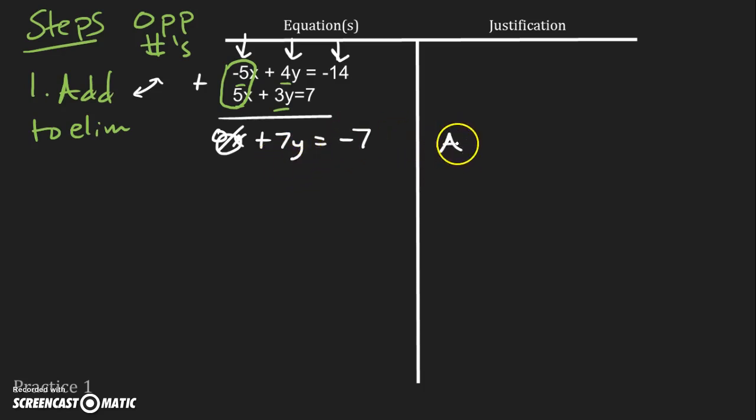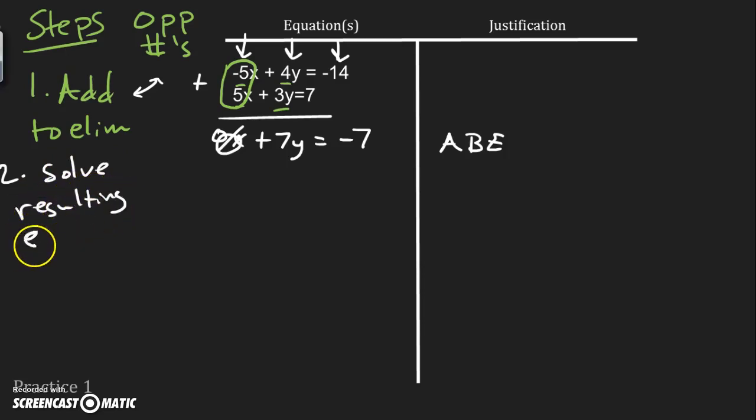Well, how did we do that? We added by elimination. Now our second step here is to solve the resulting equation. So now we're going to solve this resulting equation for y. So we're going to divide by 7, we're going to divide by 7, and we get y equals negative 1. What did we do to both sides?